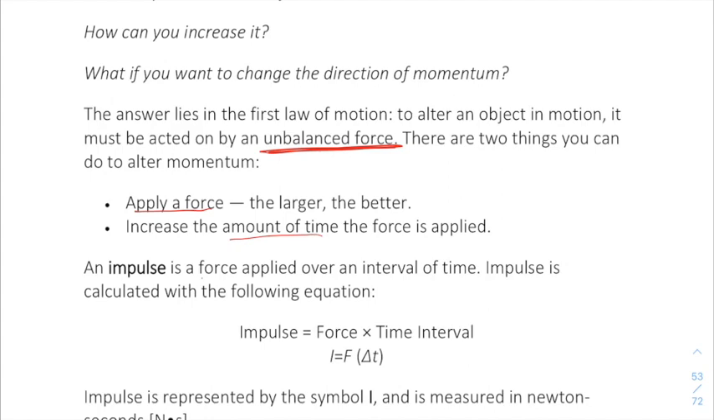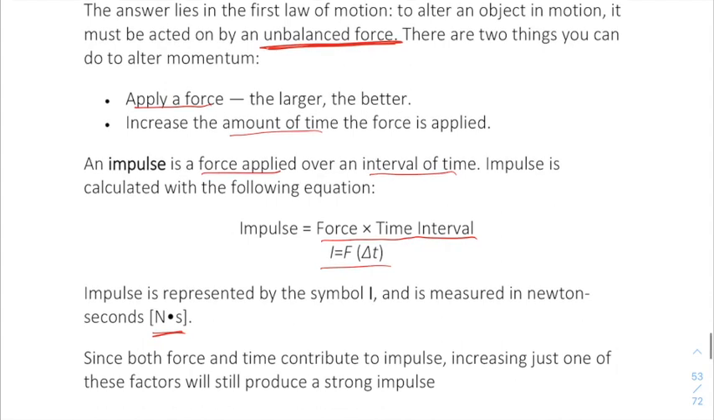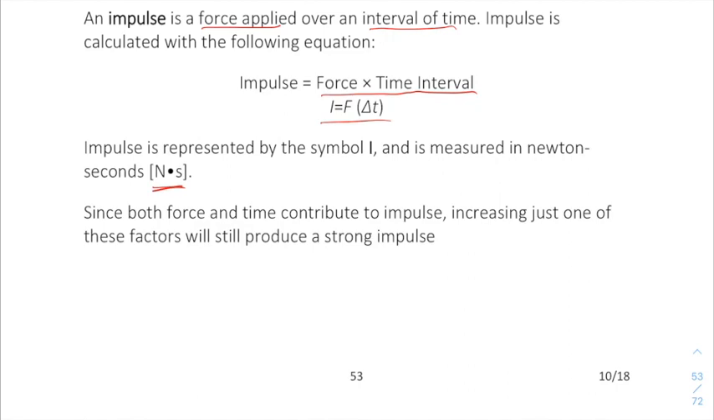An impulse is a force applied over an interval of time, and it is calculated with the following equation. Impulse equals force times the time interval. It is represented by the symbol I and is measured in newton seconds, so a newton times a second. Once again, both momentum and impulse have kind of terrible units. Momentum was kilogram meters per second, and impulse is just simply a newton second. So no unique units here.